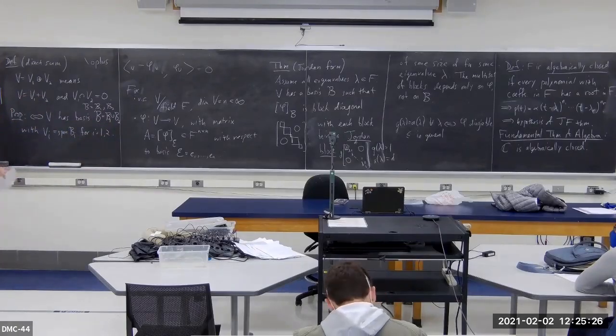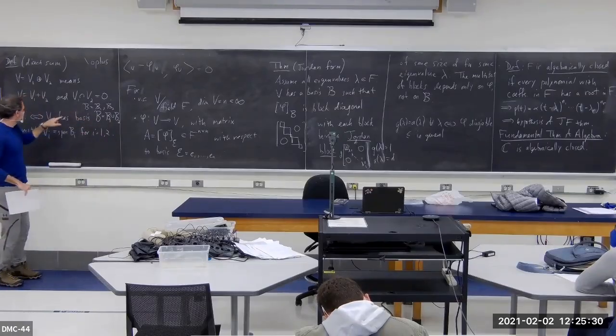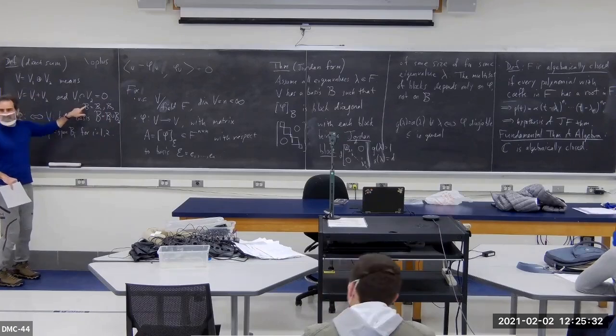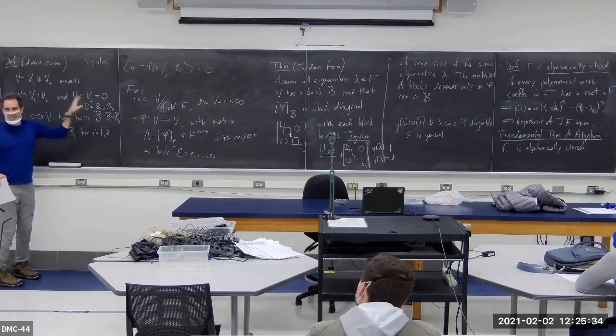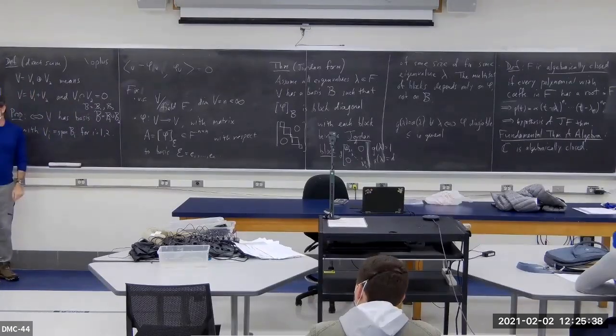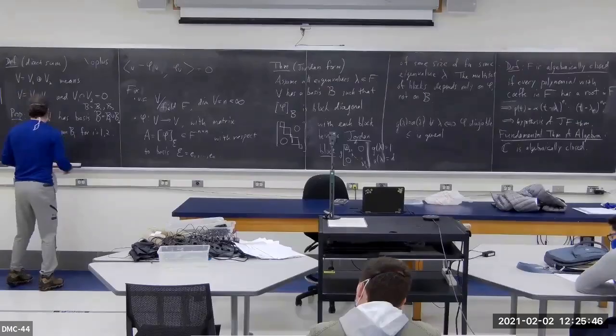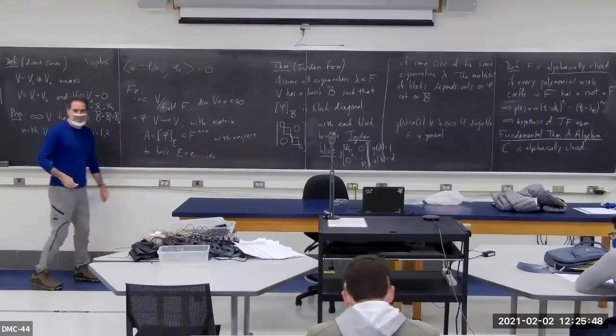Another way to say this that would have avoided the problem is to say that V has a basis B with a partition into two subsets, B1 and B2, such that B1 is a basis for V1 and B2 is a basis for V2. It's a partition, that's the point. You're taking some of the basis vectors and putting them into V1 and some of them into V2. Now, is this the same thing as saying that V1 is orthogonal to V2?